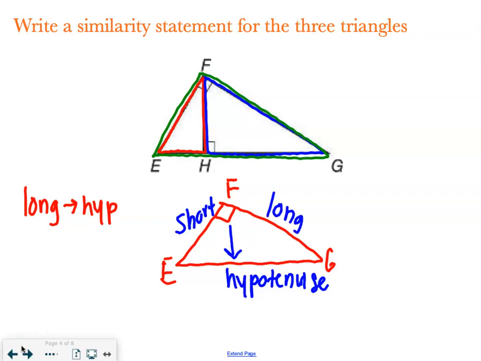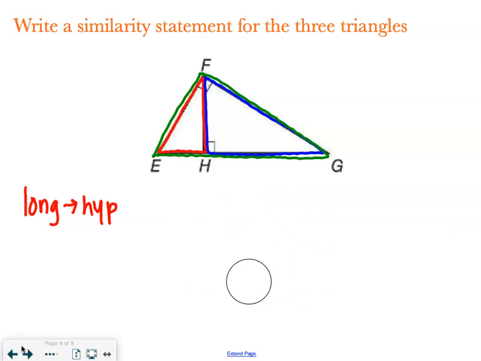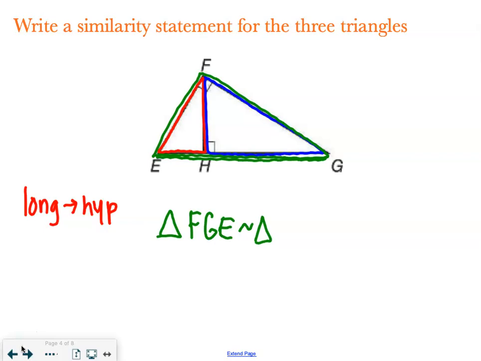So that's how we set up our proportions, by giving ourselves a code, by labeling our sides that way. I'll start with that big green triangle. I'm going to say triangle, and if I want to start with my long leg, well, my long leg we just said was F to G. So I'm going to have F, G. Now here's my hypotenuse, so I'm going to have E. It's similar to triangle, now I'm going to use the blue one.